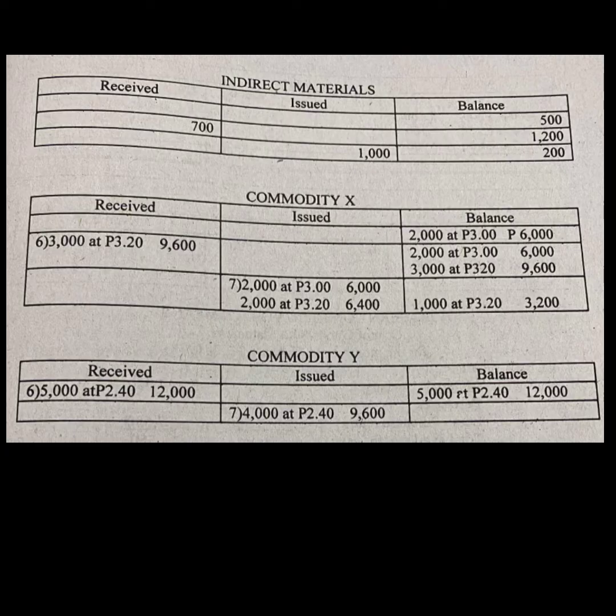Next is for commodity X. So, received 3,000 units at 3 pesos and 20 centavos. 3,000 times 3.20, we have 9,600 pesos. So, it can be seen in transaction number 6.